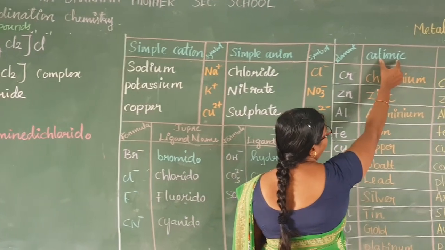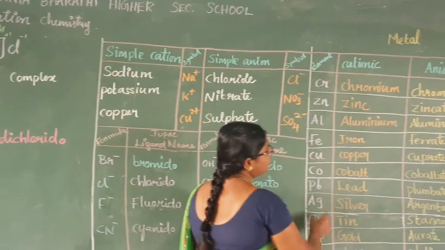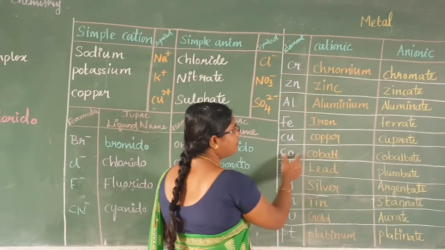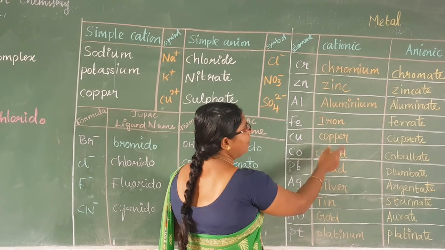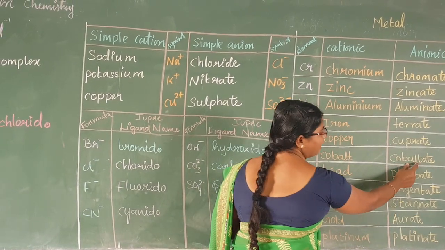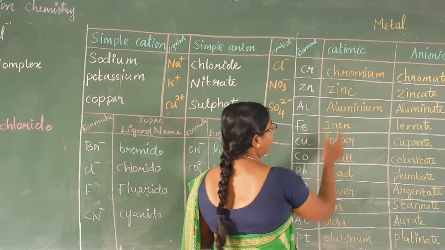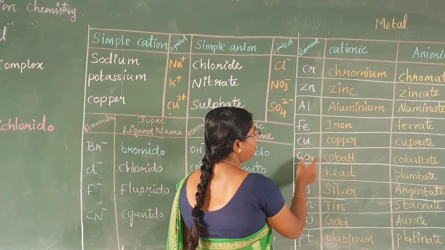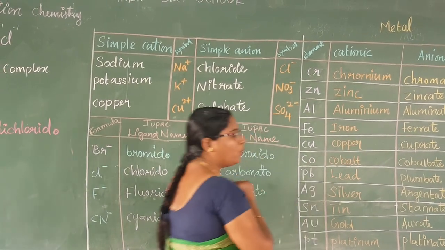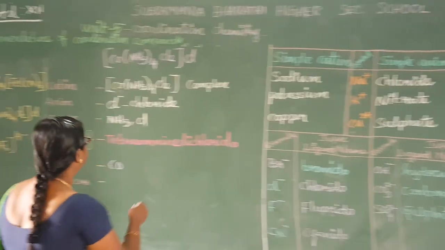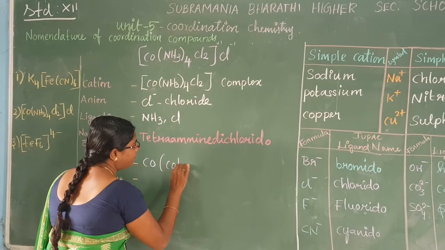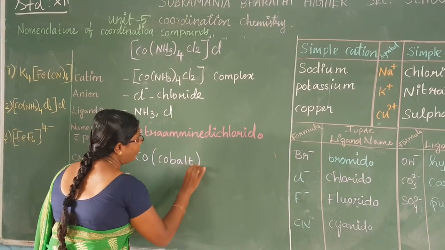For a cationic complex, all the elements will be named as it is. Cobalt will be named as cobalt. If it is an anion, it will be named as cobaltate. So we are having the cationic complex only. So cobalt is named as cobalt. I am writing the name of the central metal atom, cobalt.